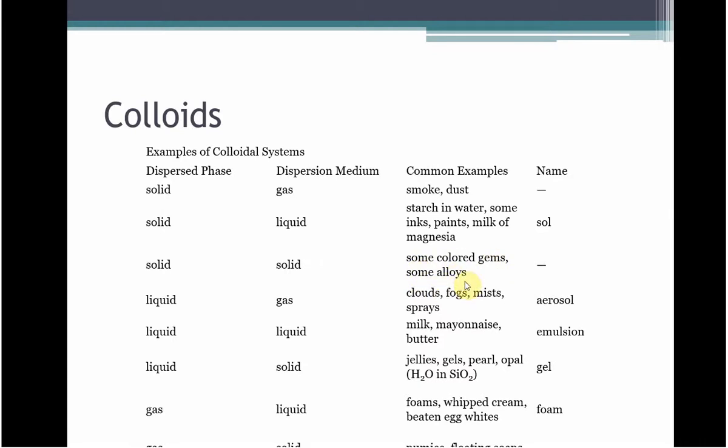Solid things like gems or alloys. A liquid could be dissolved in a gas, things like clouds, fogs, mist. Liquid, milk, mayonnaise, butter, those are all emulsions. Liquid into a solid, things like jellies or gels, even an opal. Gas in a liquid could be things like whipped cream or meringue. And then a gas could also be in a solid and have like a pumice type of situation.